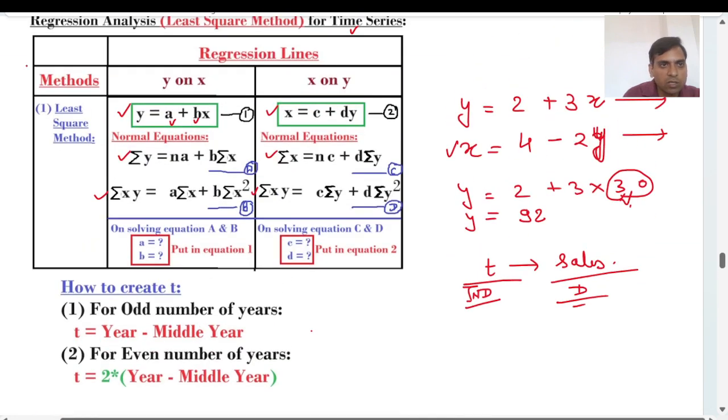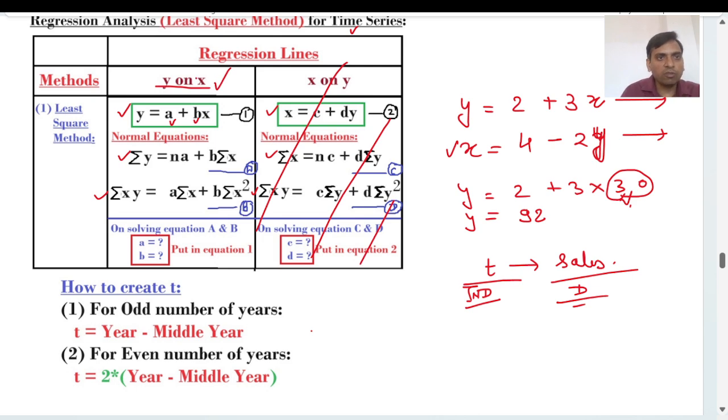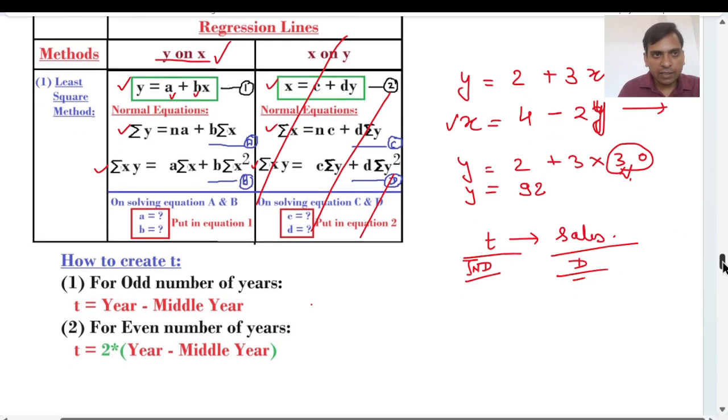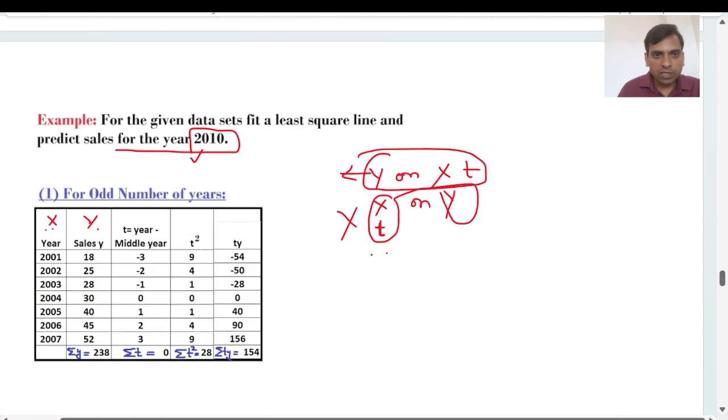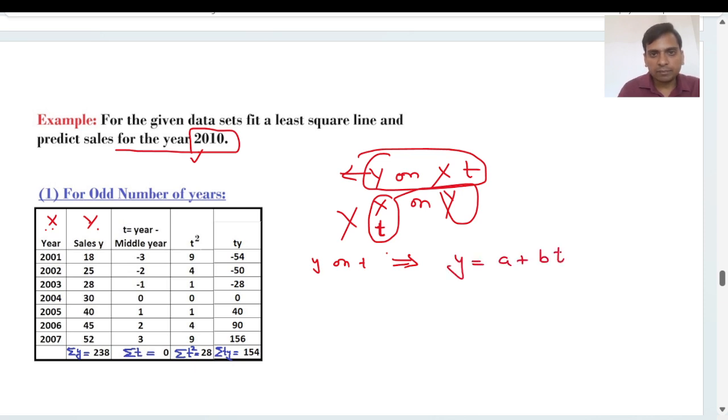So in this concept, we can remove the second part because it is not applicable in the case of time series. In time series only the first concept is applicable. Now we can write this model in terms of t. The first equation can be written as Y on t, and the main equation for Y on t can be written as Y equals a plus bt.